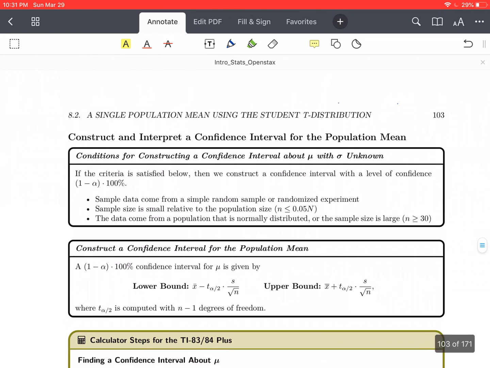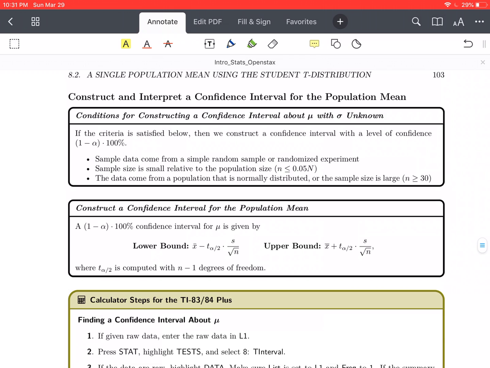So when it comes to constructing a confidence interval for the population mean, so we're looking at confidence of 1 minus alpha times 100%. A few conditions have to be met. The data has to come from a simple random sample or a randomized experiment. Sample size is small relative to population size. And the data come from a population that is normally distributed, or the sample size is large. Because if the sample size is large enough, then those sample means will be normally distributed regardless.